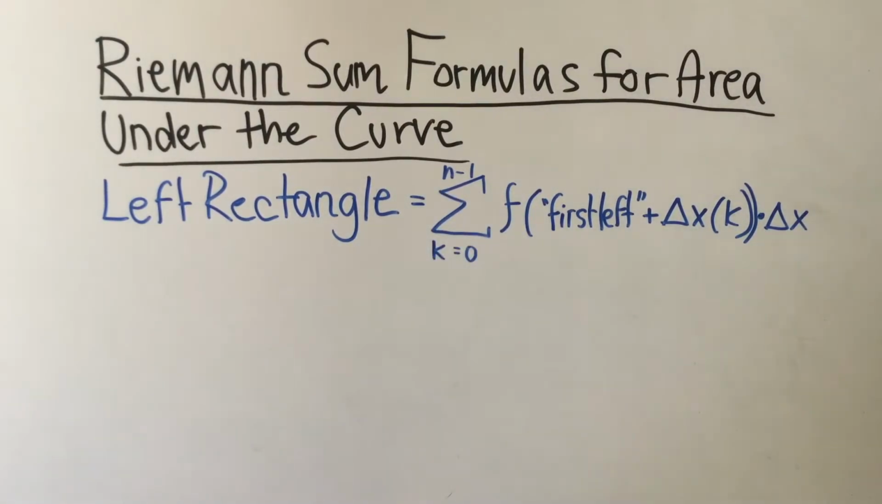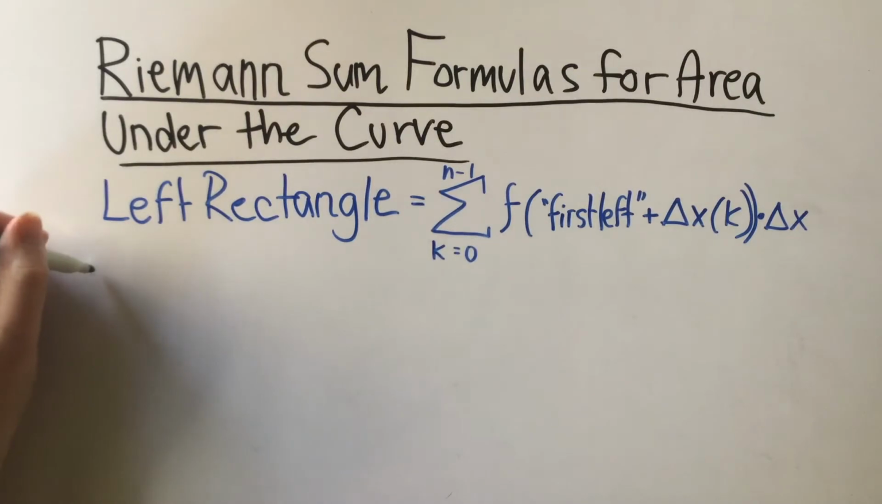And then we have our n minus 1, because remember, since we're starting at the left, we're not going to make it to the rightmost x value, so that's why we need to have that minus 1 in there. And then, of course, whatever our f of x equation is, within the x we're going to have to put in whatever the first left is, your a value, and then you add it to the change in x times k, which is what you'll be plugging your n values into, and then times change in x on the outside.